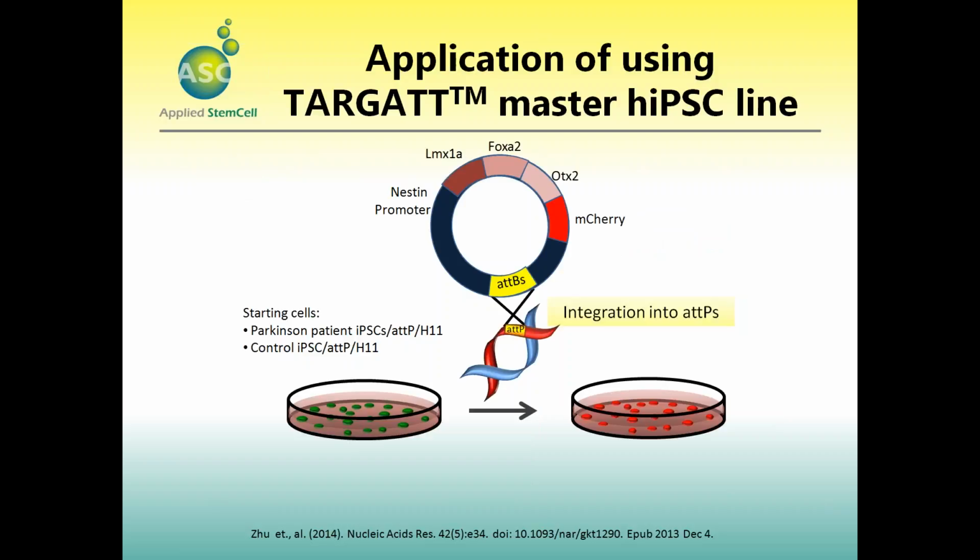Another application is to use the master cell line and directly differentiate them into lineage cells. Here, we used a nestin promoter, a neuron-specific promoter, to drive expression of 4 midbrain-specific transcription factors, plus a reporter gene mCherry. We started from patient-derived and normal master iPS cell lines with attP at the H11 locus. The successful insertion drove the iPS cells into dopaminergic neurons, and it turns red.